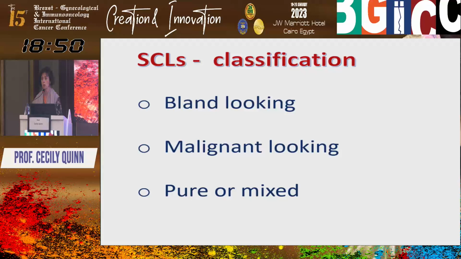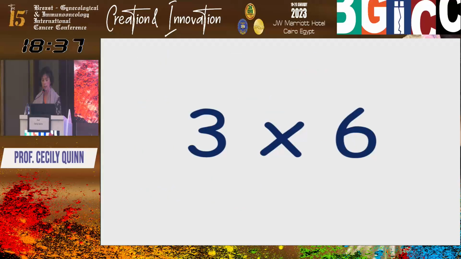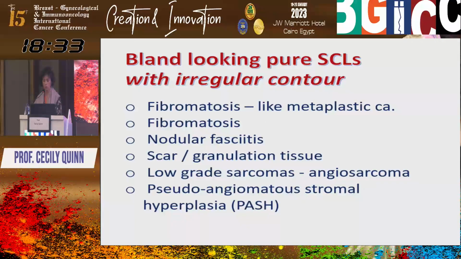So I was going to show you a few cases and to talk about the differential diagnosis of the various lesions. So just remembering the approach, the bland looking and the malignant looking lesions with emphasis on the pure. I like to think of these in 3 lots of 6. So first of all, we have the bland looking pure spindle cell lesions with an irregular contour. These tend to be more difficult.